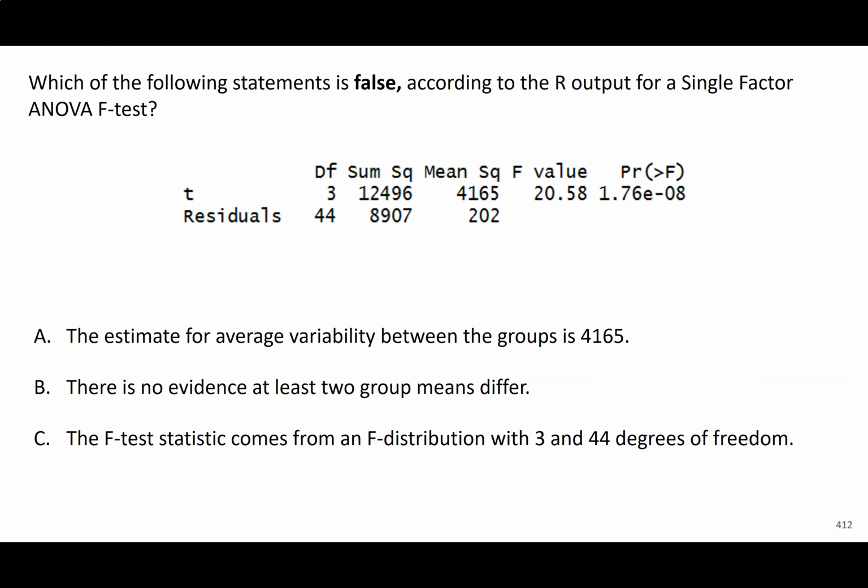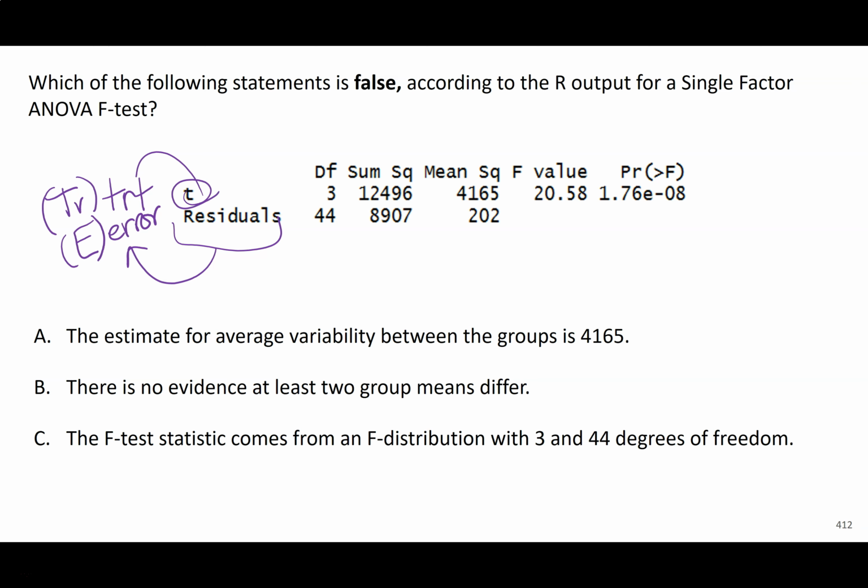And then one more. Which of the following statements is false according to our output here? Remember, this is my treatment, and then this is my error, E, and this is TR. If it's helpful for you to relabel those, that's great. Just note residuals goes with error. T is generic, so we put it with treatment. It'll be whatever your factor name is, that's what your treatment is there.